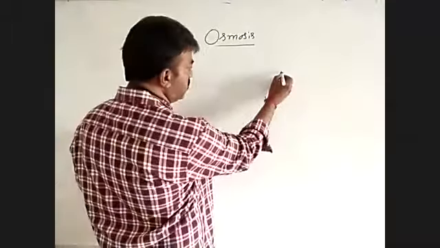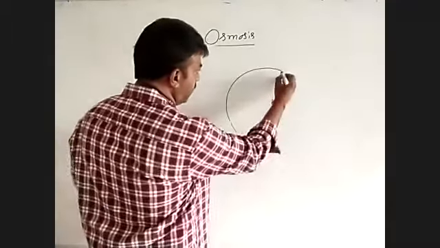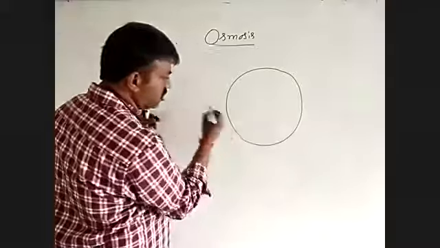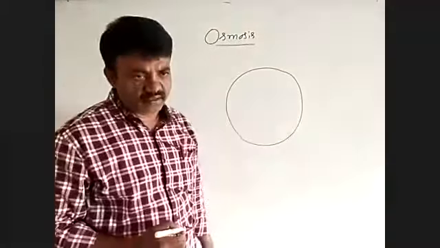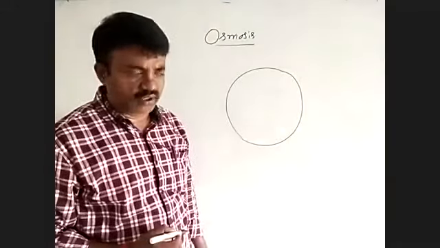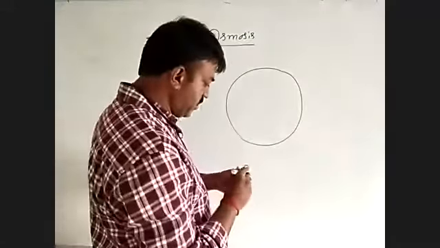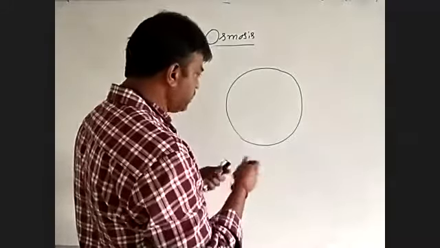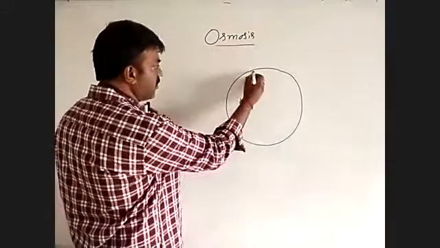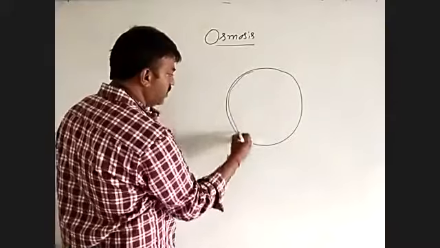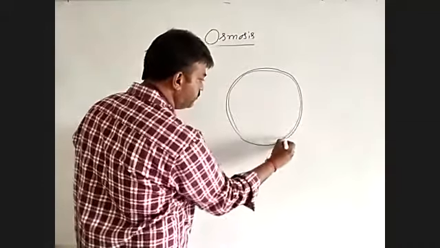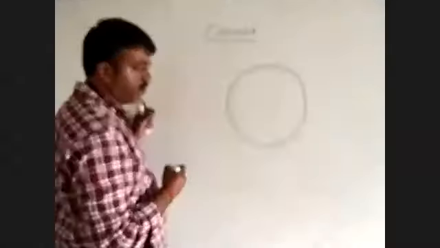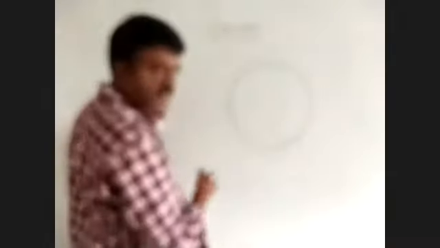In a plant cell, this is the cell wall. The cell wall is not a barrier for the movement of water. Below the cell wall, the plasma membrane is present. This is the plasma membrane, which acts as a selectively permeable or differentially permeable membrane.